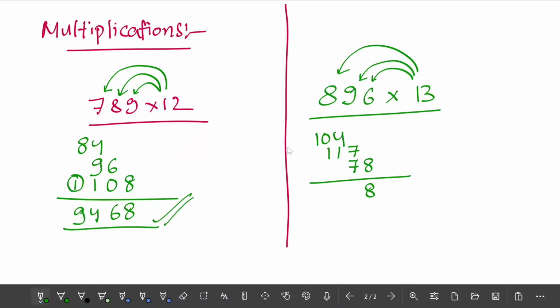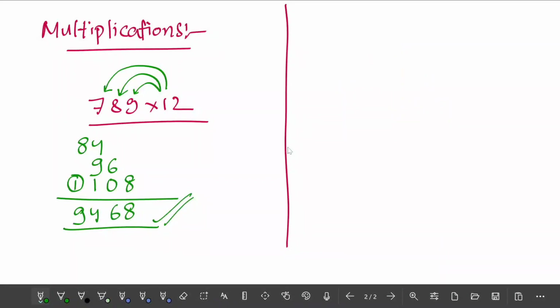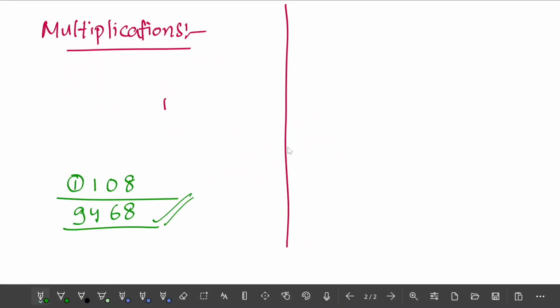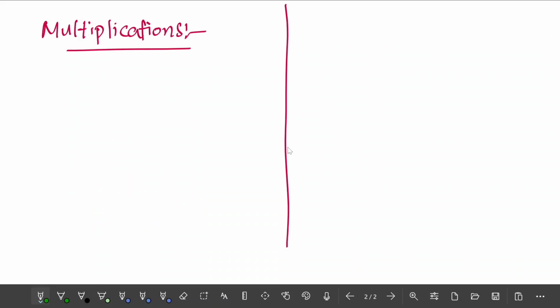8 and 7 when added give 14. And here only 1 is being carried. 1 plus 1, 2, 2 plus 4, it is 6. And here it is 1 and here it is 1. 1, 1, 6, 4, 8. As simple as that. Do you feel the difference between our method and the old method? Clear? So let us take one more example, and that will clear all our doubts.